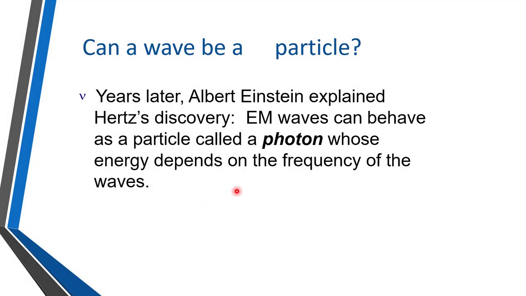After some years, Albert Einstein explained Hertz's discovery. Electromagnetic waves can behave as a particle called a photon, whose energy depends upon the frequency of the wave. So he said that the particle that makes up electromagnetic waves is a photon. He named it a photon, and the energy of that photon depends upon the frequency of the wave. If the frequency is high, the energy is high.